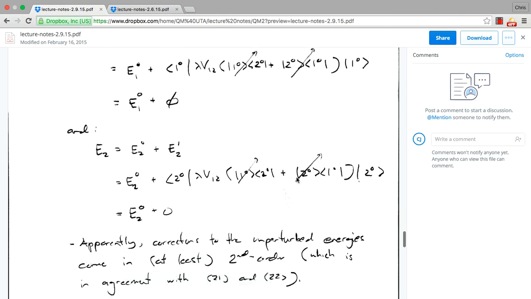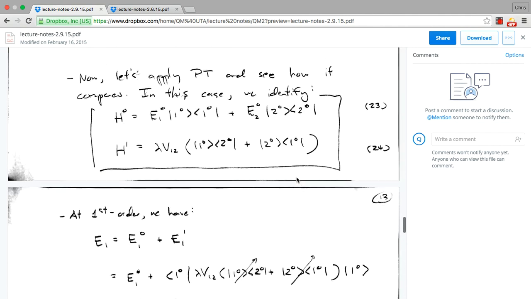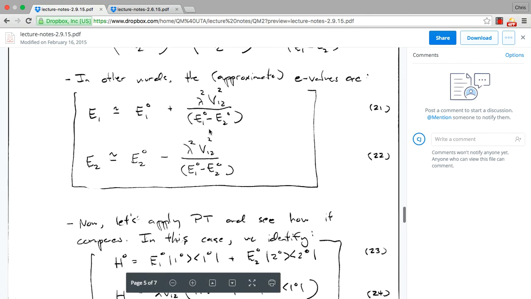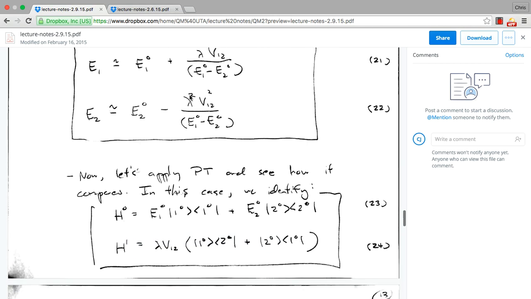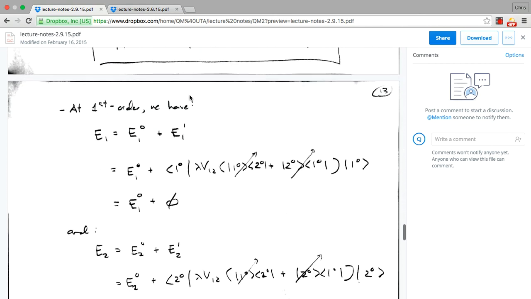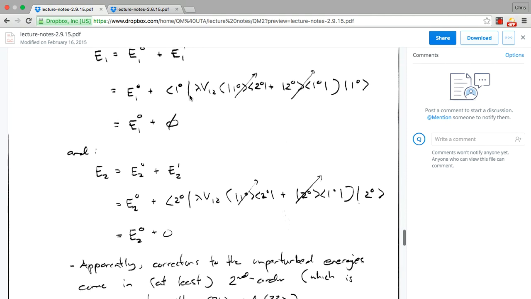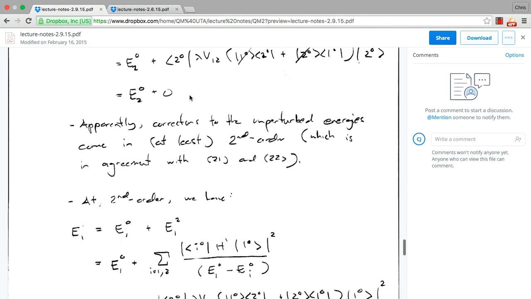So apparently what we need to do is go to second order in the perturbation to compute any corrections to our unperturbed energies. And now that we've solved the problem exactly and expanded, we can go back and say, oh yeah, of course, we can see here that this perturbation is coming in at second order. So if we're solving this problem approximately using perturbation theory, it makes sense that first order energy corrections vanish and we have to go to second order.